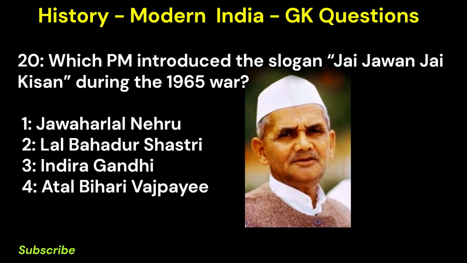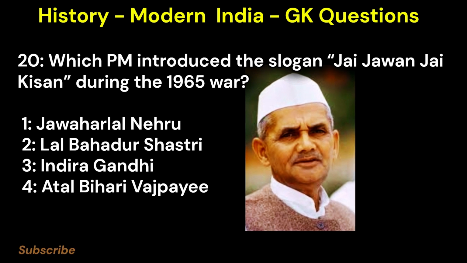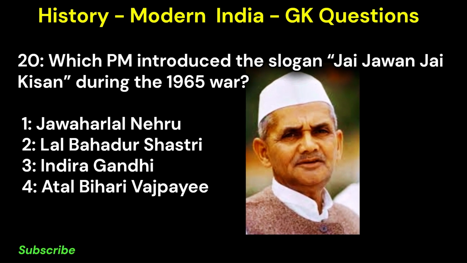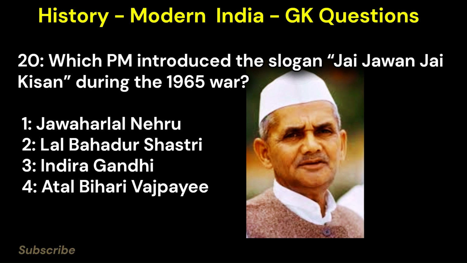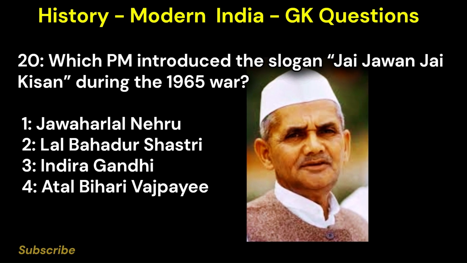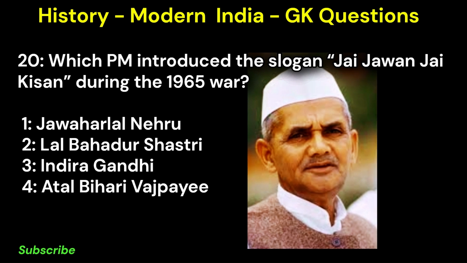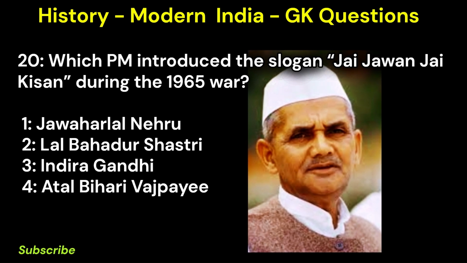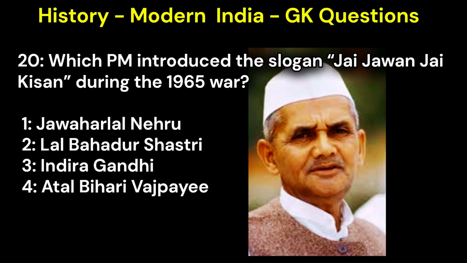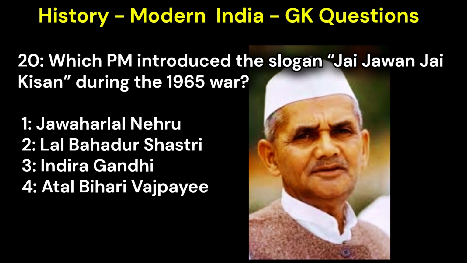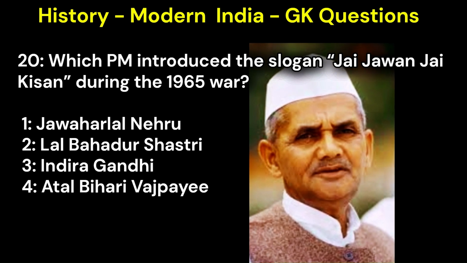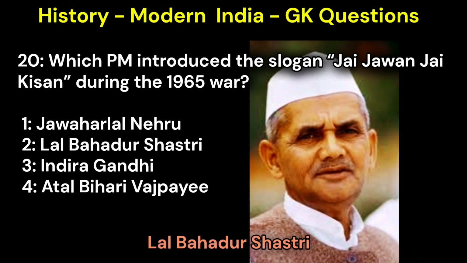Question number 20. Which PM introduced the slogan Jai Jawan, Jai Kisan during the 1965 war? The options are: Option 1, Jawaharlal Nehru. Option 2, Lal Bahadur Shastri. Option 3, Indira Gandhi. Option 4, Atal Bihari Vajpayee. The correct answer is Lal Bahadur Shastri.